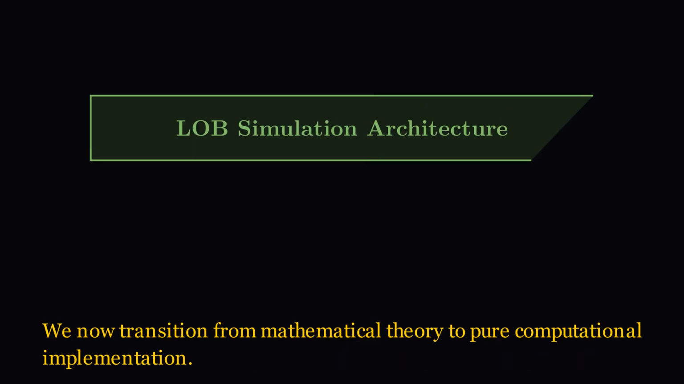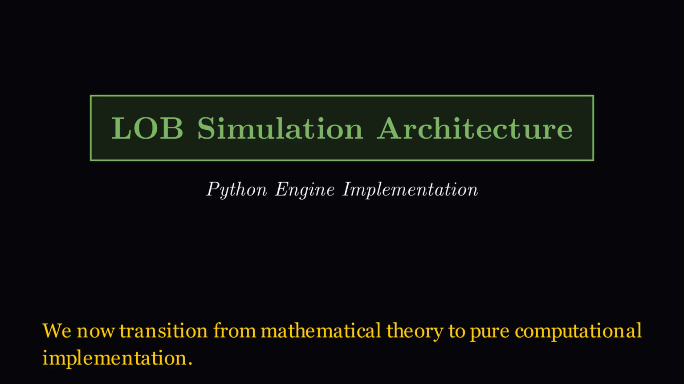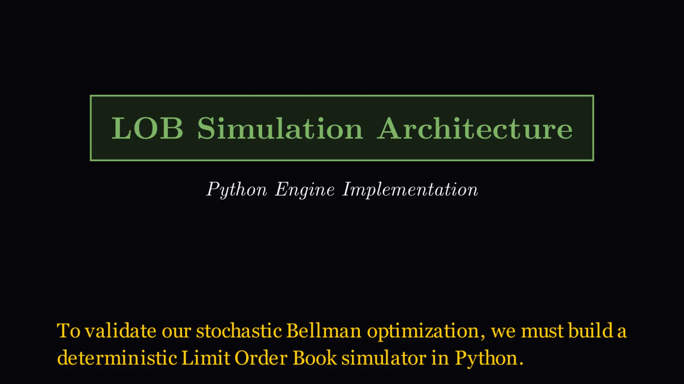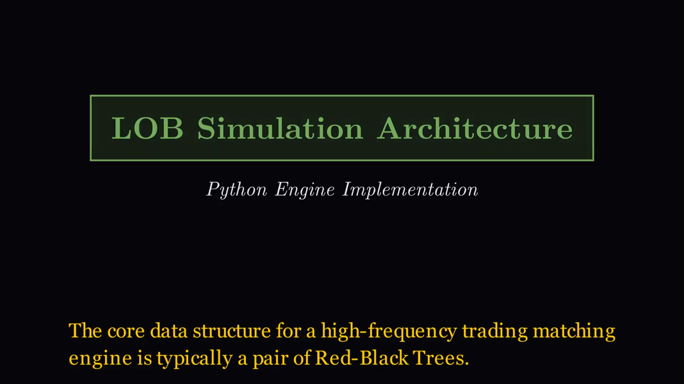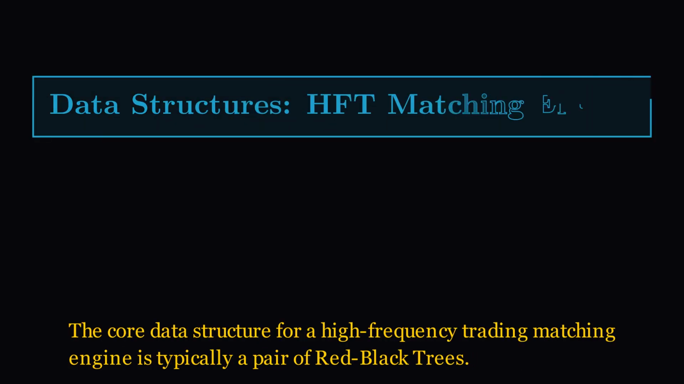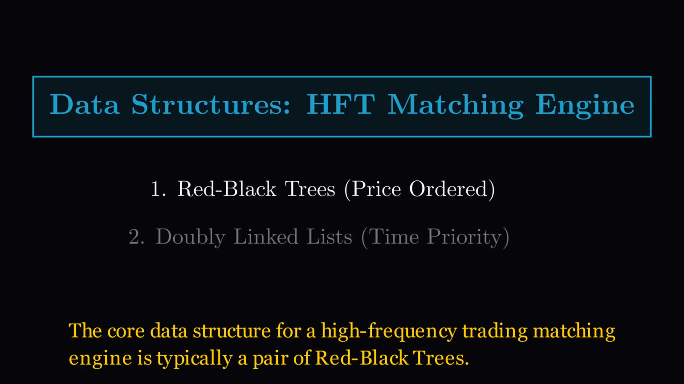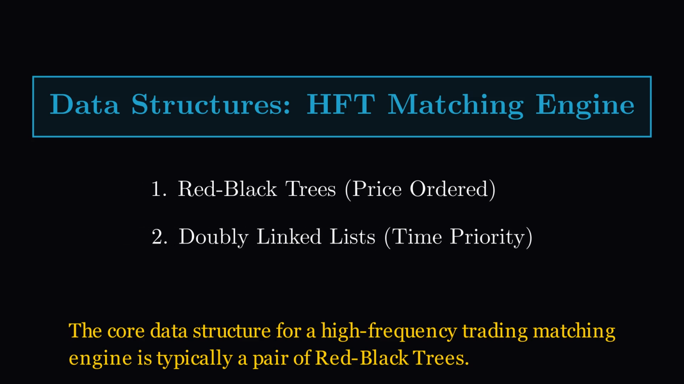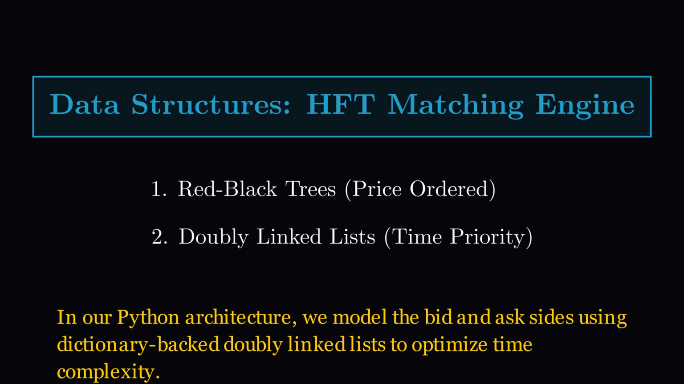We now transition from mathematical theory to pure computational implementation. To validate our stochastic Bellman optimization, we must build a deterministic limit order book simulator in Python. The core data structure for a high-frequency trading matching engine is typically a pair of red-black trees. In our Python architecture, we model the bid and ask sides using dictionary-backed doubly linked lists to optimize time complexity.